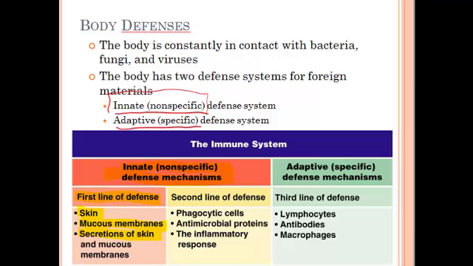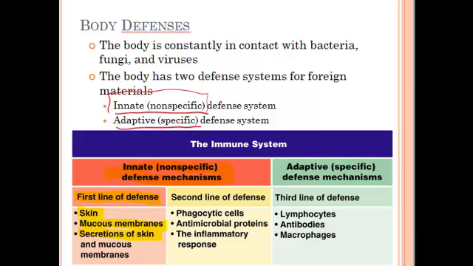Some examples. We've talked about some of these before when we talked about the integumentary system. The skin is keratinized, and that creates a barrier to pathogens. But we also produce secretions. We produce sebum, the oils secreted from our skin, and within that there are chemicals that are toxic to bacteria and inhibit bacterial growth.